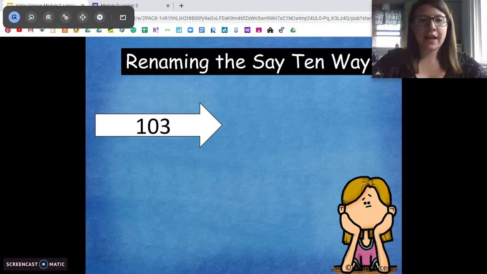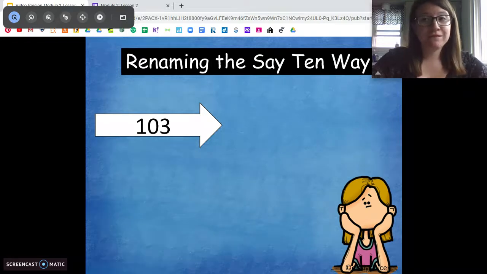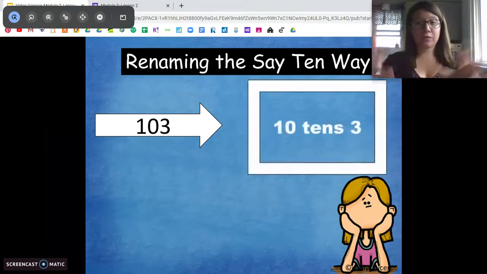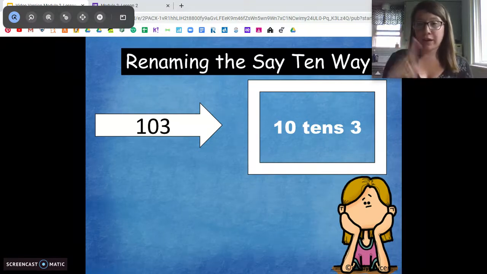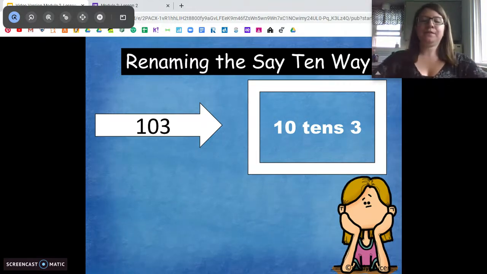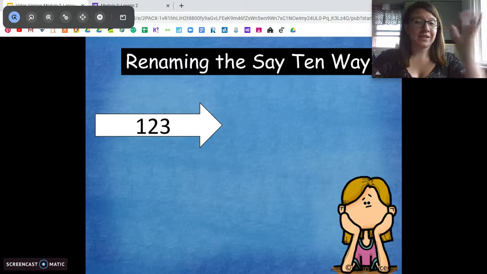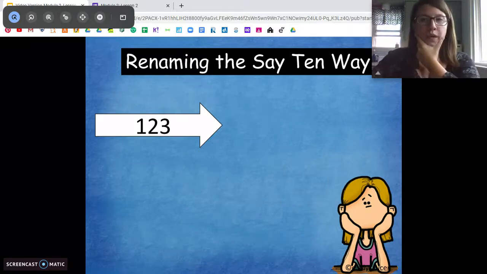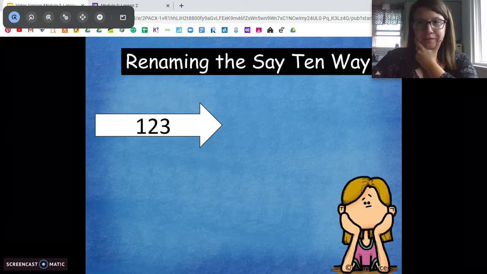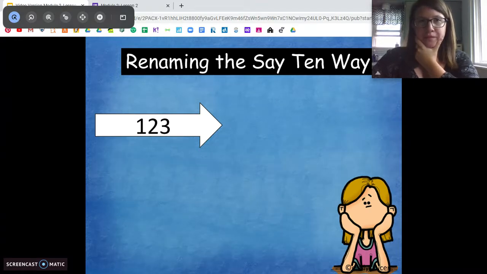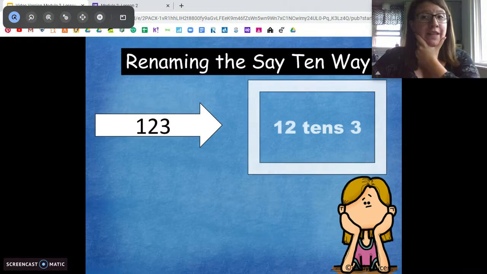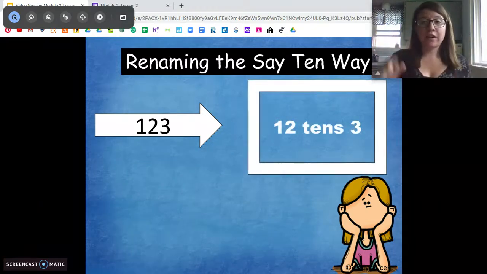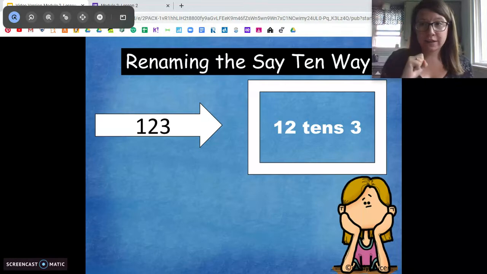103. Say that the say 10 way. So it's going to be 10 tens 3, because we know 100 is 10 tens, and then we have our 3 extra ones. So we have 100, 101, 2, 3. 10 tens 3. All right, try this one. Think about it the same way as 113. Try 123. How many tens? It's going to be 12 tens 3. Good. So we know 10 tens is 100. 120 is 12 tens, 121, 122, 123.